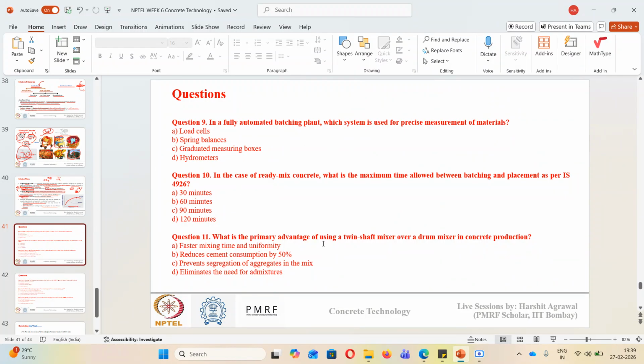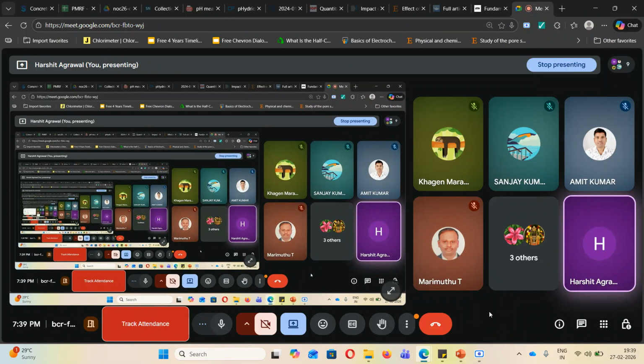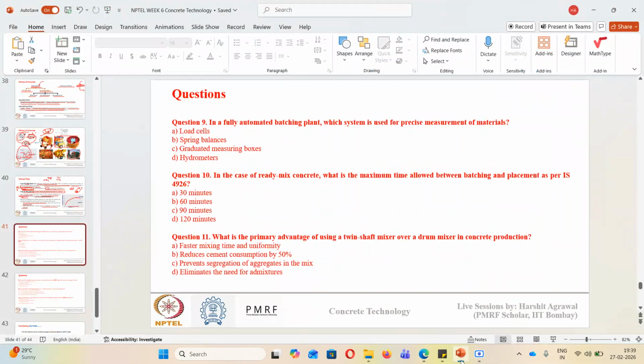So there are some questions that I have written here for you. Just try to answer these questions based on the understanding of mixing and batching of concrete. In the meantime, if anyone has any doubt regarding these concepts, they can ask. So what will be the answer for question number 9?